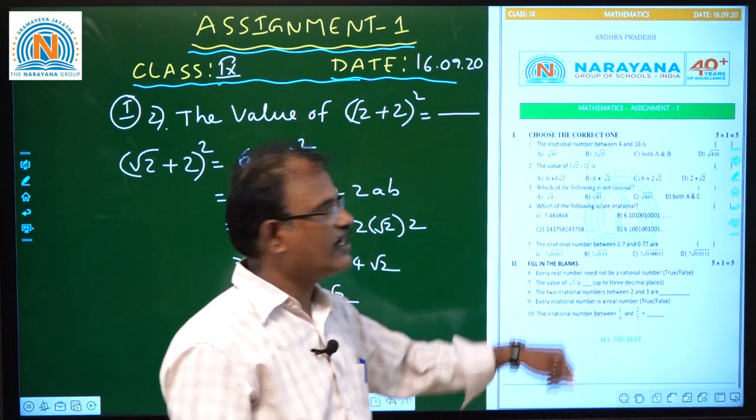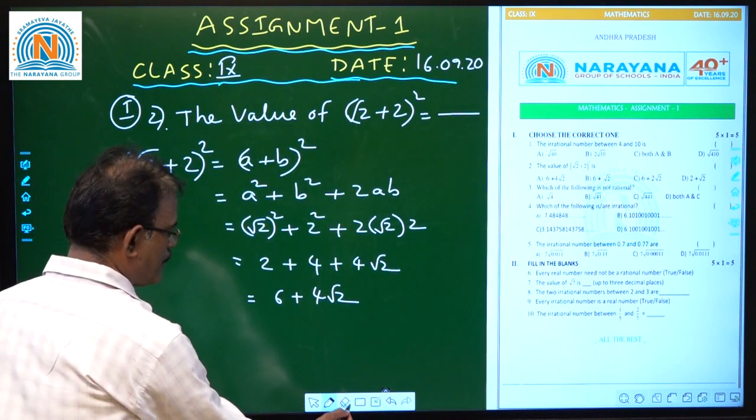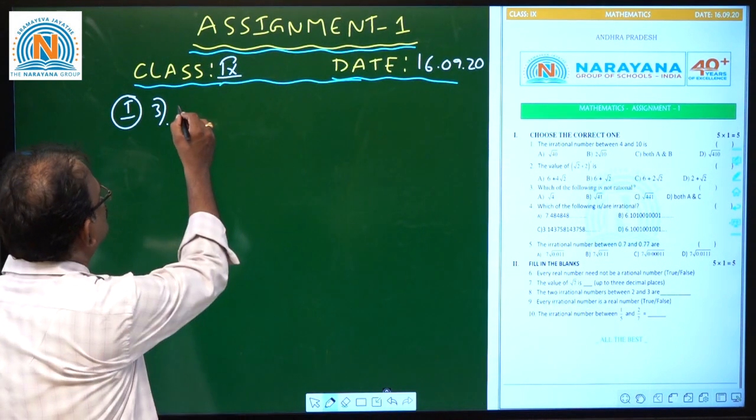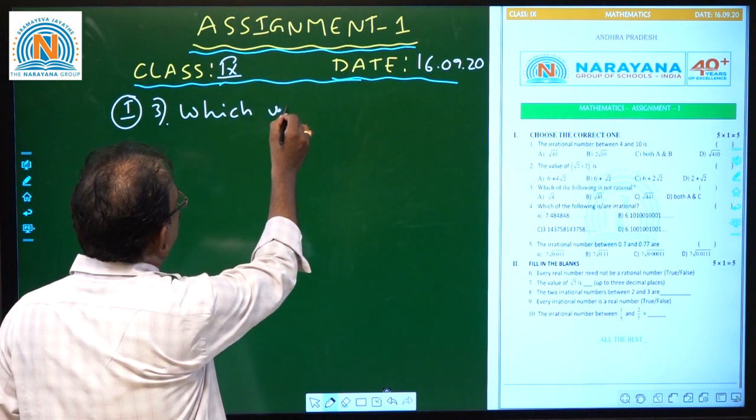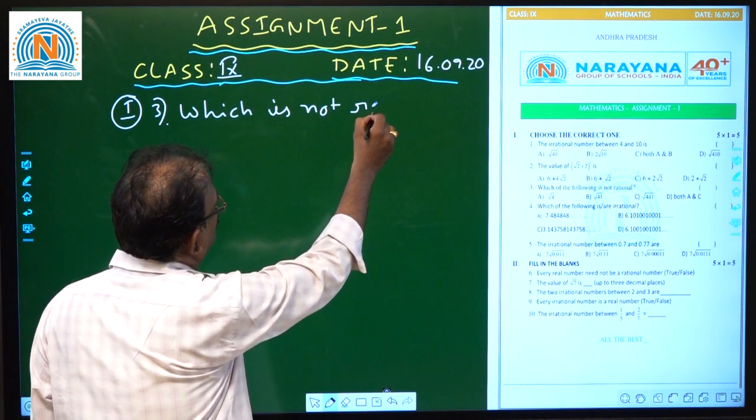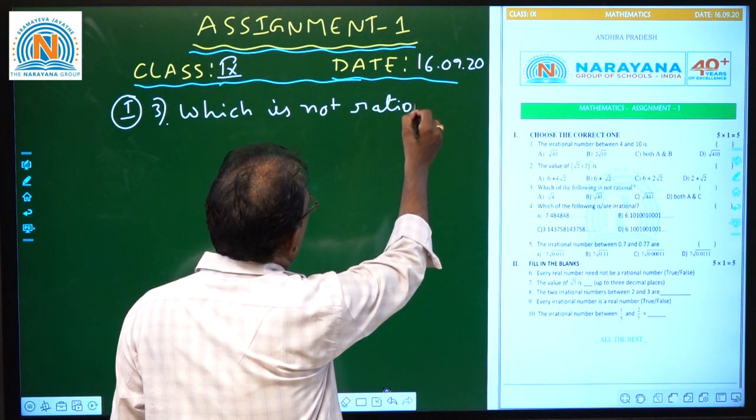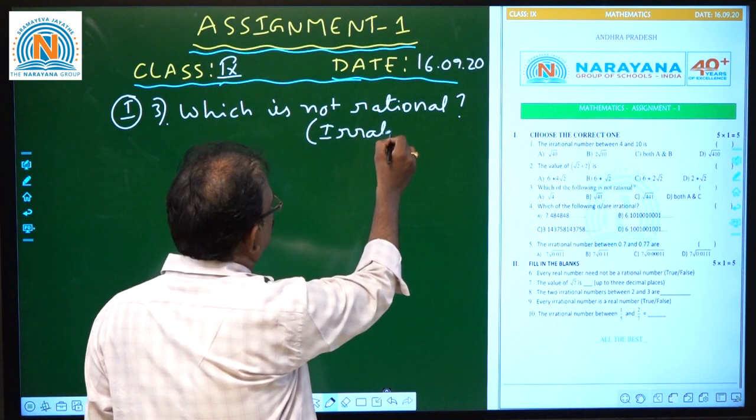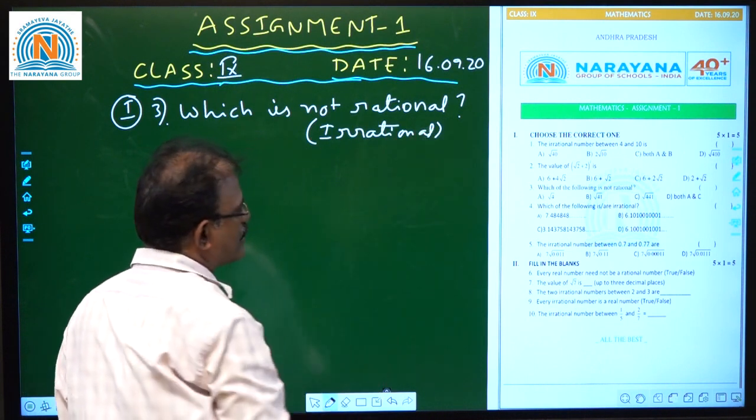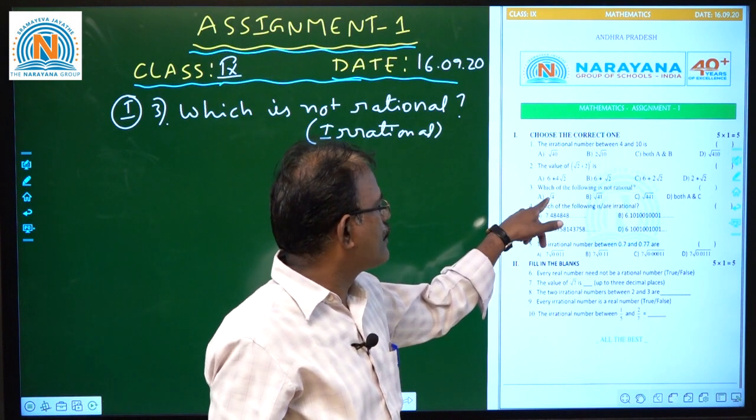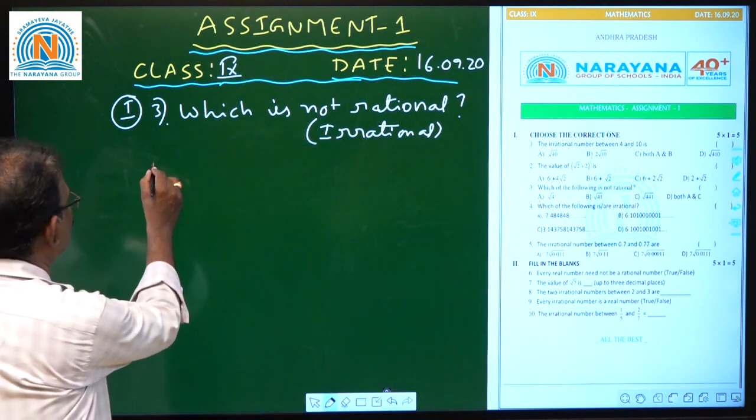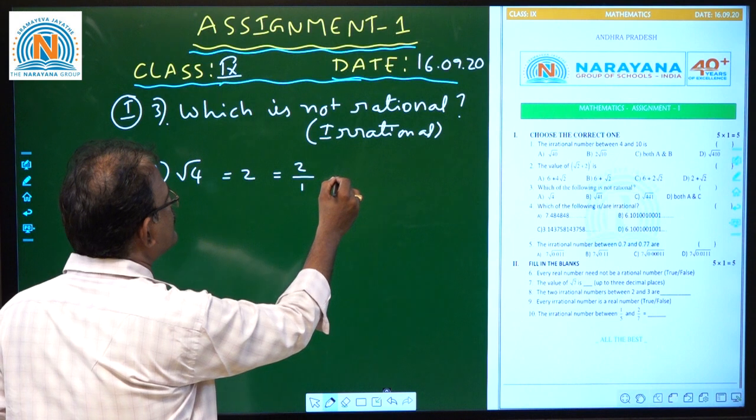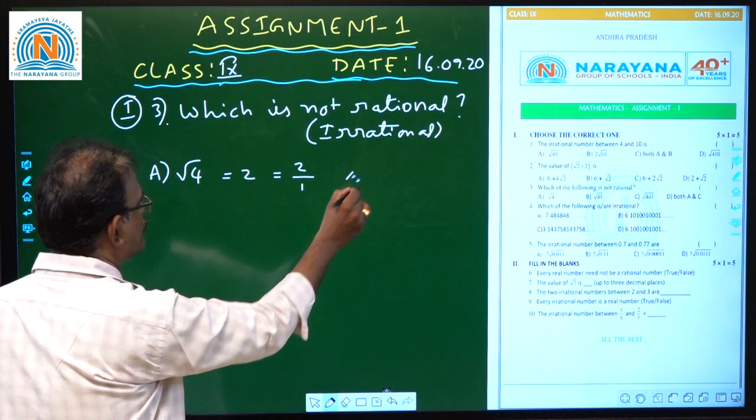So it is given in the first option, children. Next question, question number 3: which of the following is not rational? Not rational means, children, irrational. If you see the first option, root 4, root 4 means 2, and 2 means 2 by 1. It is rational.